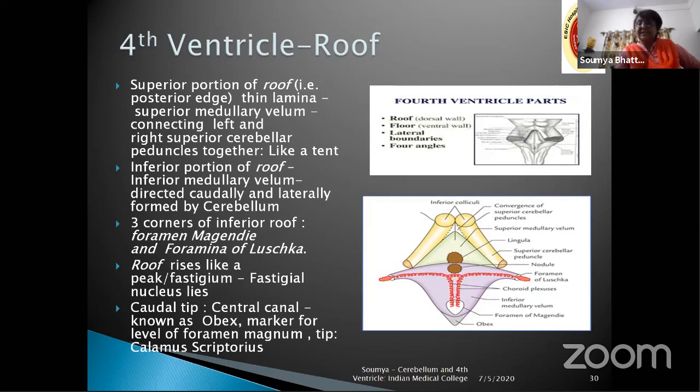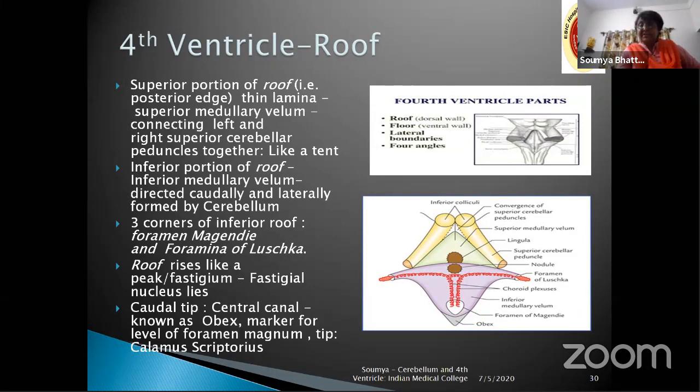The yellow structures are the superior cerebellar peduncles, which are connected by the superior medullary velum. The purple structure is the inferior part of the roof of the fourth ventricle, which has the foramen of Luschka laterally and the foramen of Magendie on the median aspect. The tip is known as obex. Therefore, in the first slide for the fourth ventricle, we saw that it extends from the cerebral aqueduct to obex.